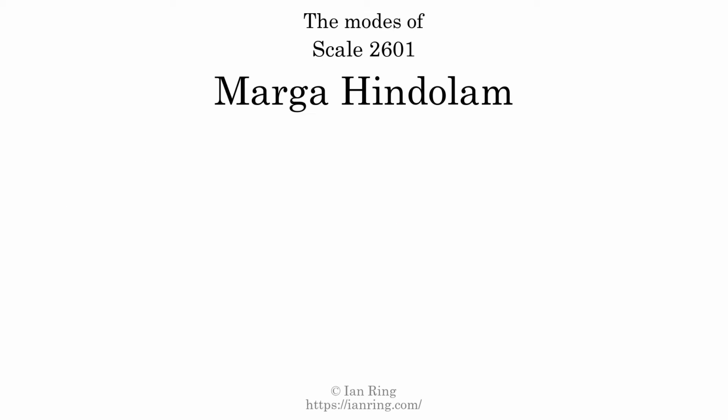This scale has 5 modes. The first mode is itself. The second mode is scale 837, also known as pentatonic. It sounds like this.